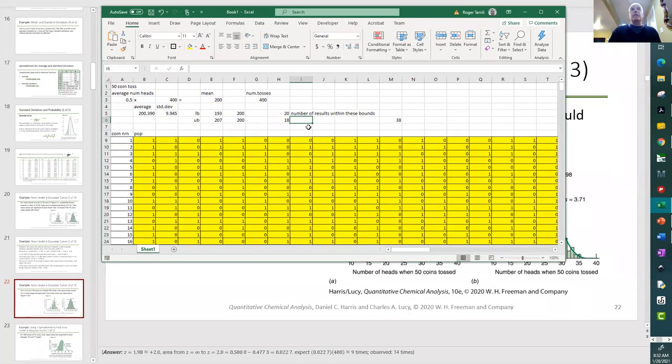That was a fail. But anyhow, this is how you would actually do this in practice in a data science enterprise. You simulate it and you count the number of results that meet the criteria that you're looking for.